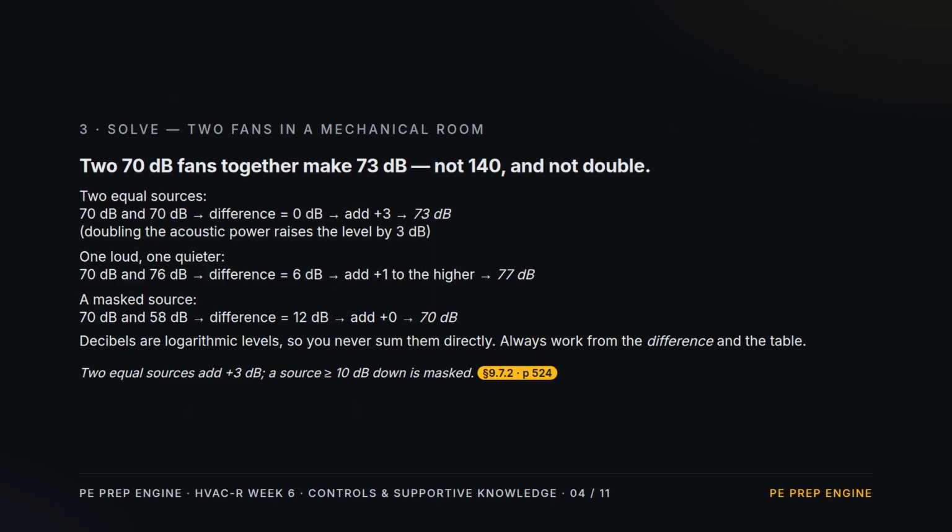Solve. 2 70 decibel fans. The difference is 0, so add 3, 73 decibels. Not 140 and not double. Doubling the acoustic power raises the level by 3 decibels. If one is 70 and the other 76, the difference is 6, so add 1 to the higher, 77. And a source 12 decibels down adds nothing, it is masked. You never sum decibels directly. Always work from the difference and the table.